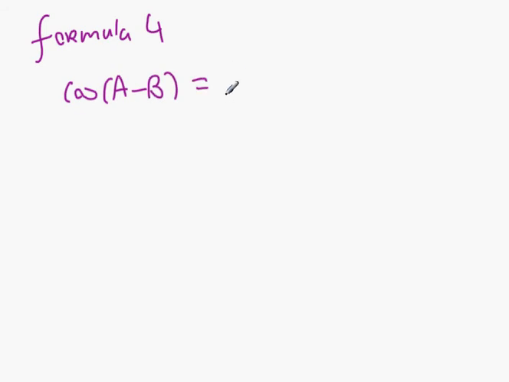We're next going to prove formula 4. Formula 4 is the compound angle rule of cos(A minus B) has to equal cos A cos B plus sin A sin B. So that's what we're going to have to prove.